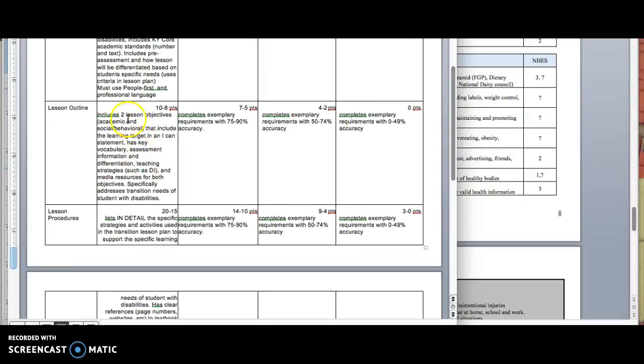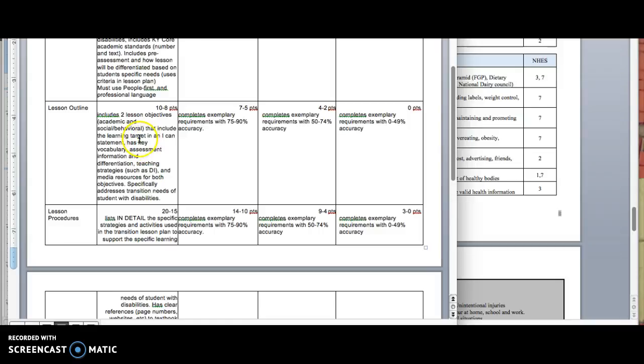In your lesson outline, you need at least two lesson objectives, both academic and social or behavioral. Depending on your student, my behavioral objective might be that the student attends to the lesson and gives good eye contact, or that the student remains seated through the required portions of the lesson where they need to be attending to what I'm saying.